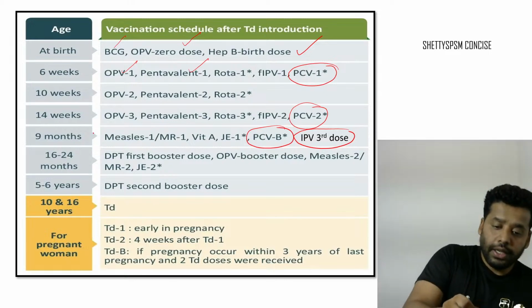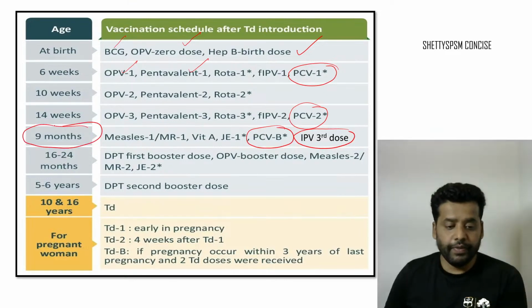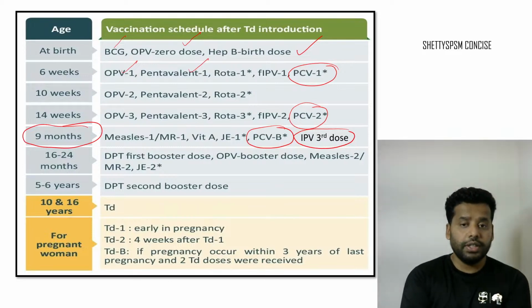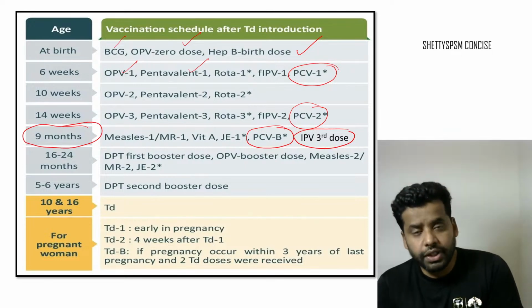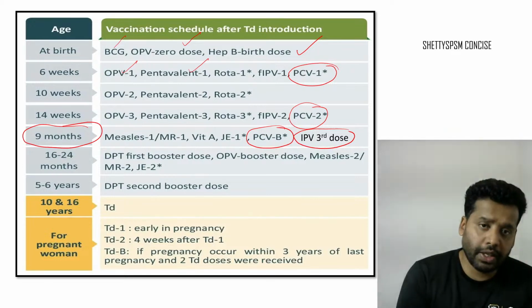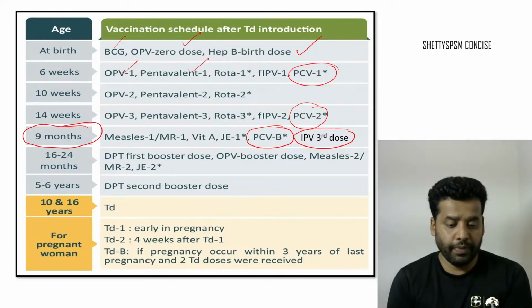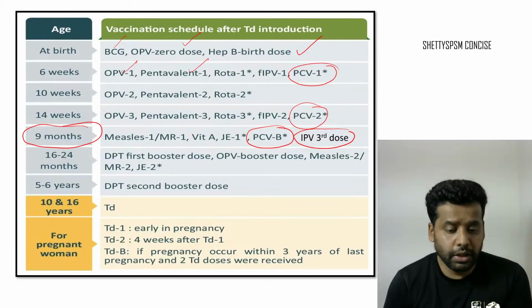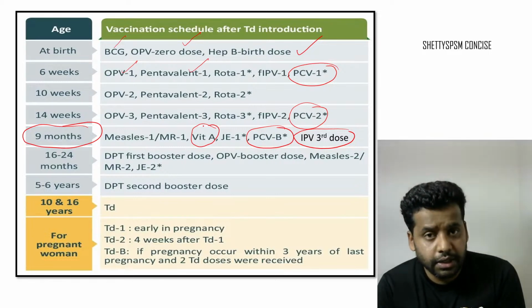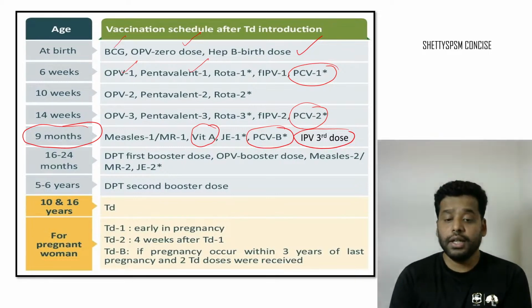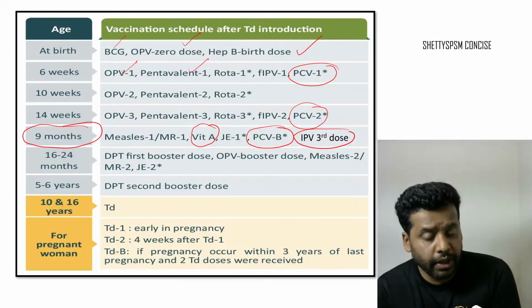Then comes the 9th month, which is a very, very important milestone for a child. The child should get measles vaccine. Most of the states have shifted to MR vaccine. MR first dose is given at the 9th month. Vitamin A at the 9th month is 1 lakh international units. Repeat, vitamin A at 9th month is 1 lakh international units.